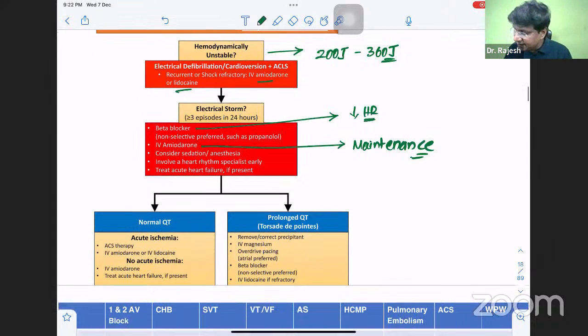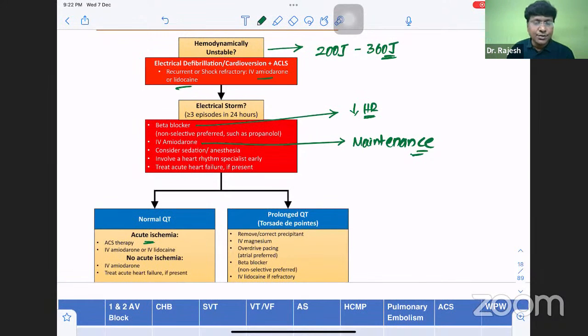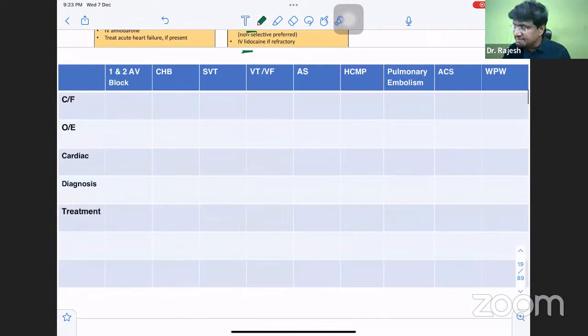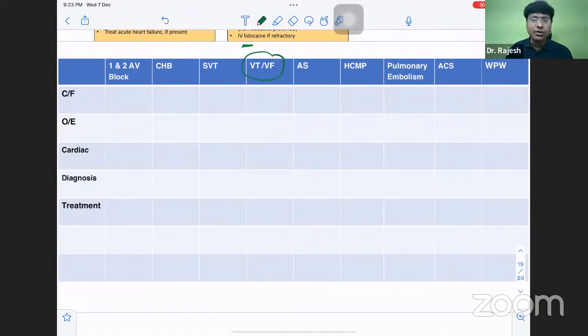For example, if the VT is secondary to acute ischemia, then you need to give ACS therapy, that is acute coronary syndrome therapy, along with amiodarone or lidocaine. And if the VT is secondary to long QT syndrome, that we call Torsades de pointes, the drug of choice will be magnesium sulfate, and the other drug we give is beta blocker. In spite of these drugs, if the individual is refractory, then IV lidocaine should be given. So that is about your syncopal attack secondary to VT or VF.